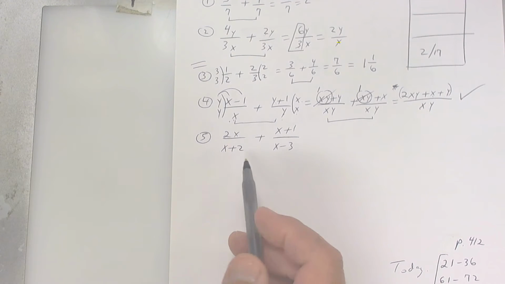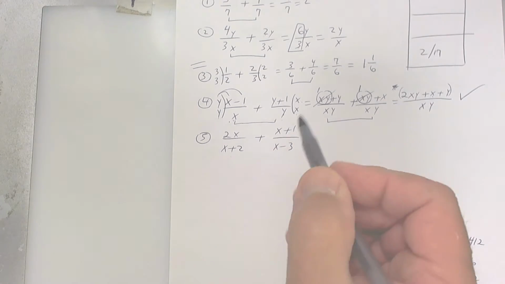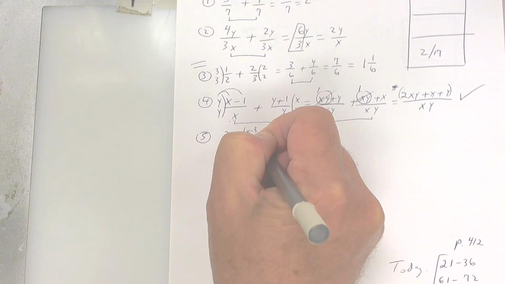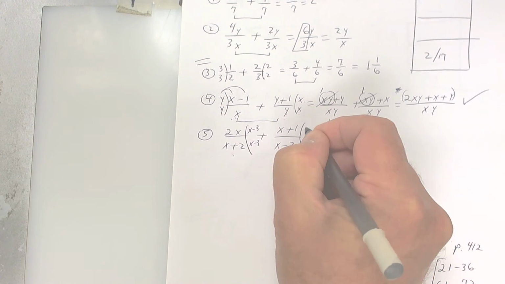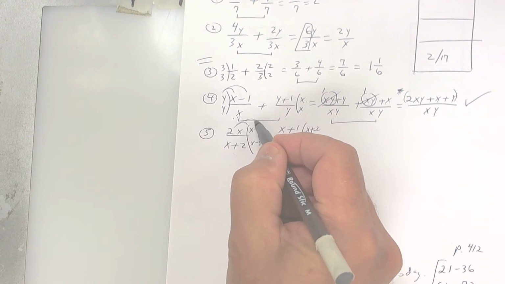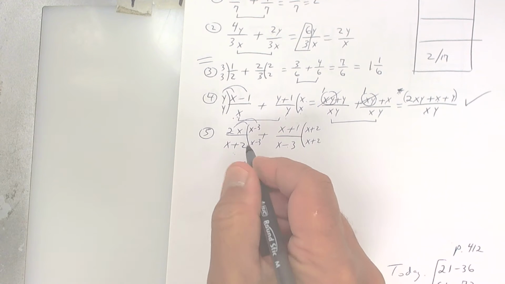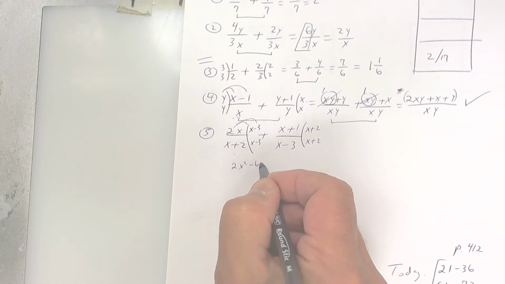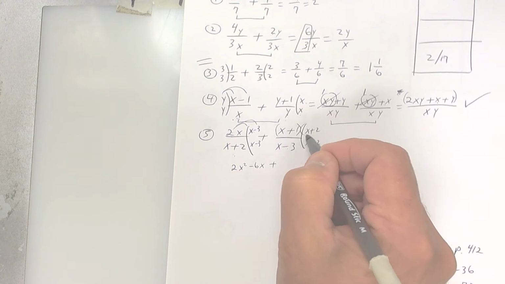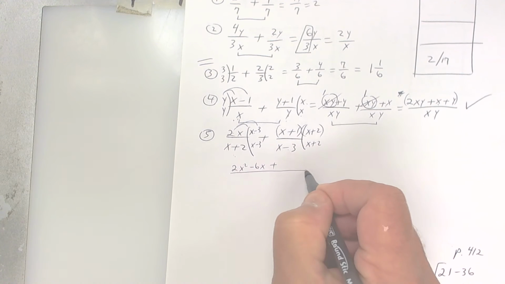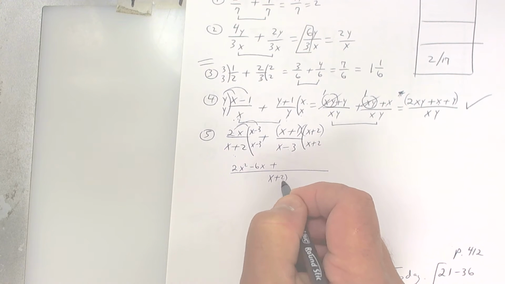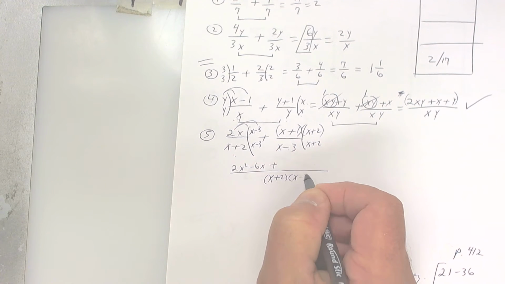This one right here, this is already factored, and so is this. So you're going to take an x minus 3 right here on the top and the bottom, and then you're going to take the x plus 2 over here. Now here you got to do, let's distribute this first. So you're going to get 2x squared, and then that's going to be minus 6x, and then it's going to be plus, and then you got to do FOIL here. Okay, so plus something, and everything's going to be over your least common denominator, which is x plus 2 and x minus 3. So let's do FOIL.